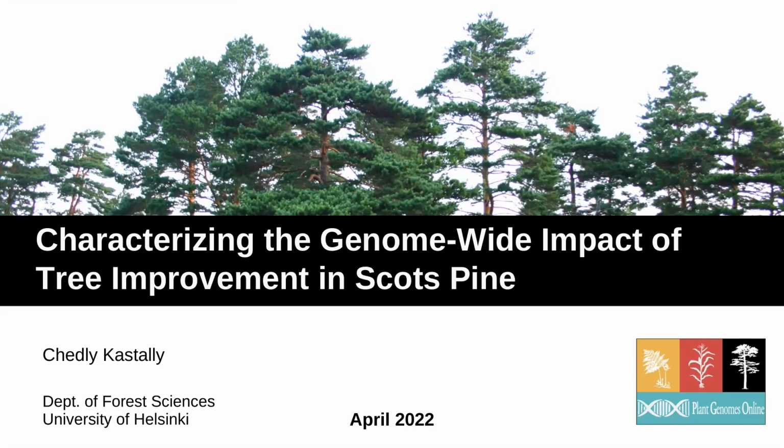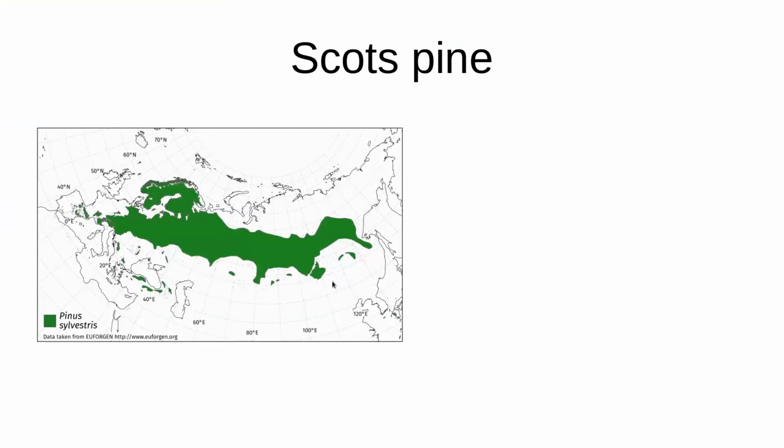I will talk today about an ongoing project conducted in Finland on characterizing the genome-wide impact of tree improvement in Scots pine. First, let's talk about Scots pine. So what you see here is a map of the distribution of Scots pine represented in green. It's the most widely distributed conifer species, extending from southern Spain to northern Finland and ranging across Eurasia. Scots pine is an important species in Europe, both ecologically and economically.